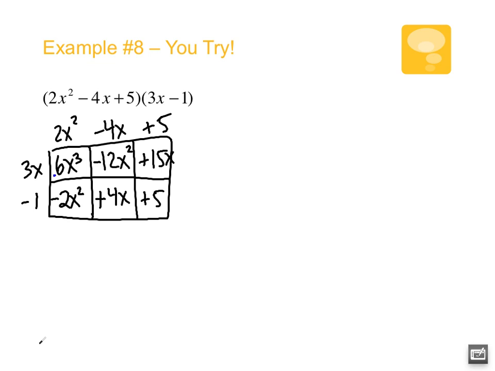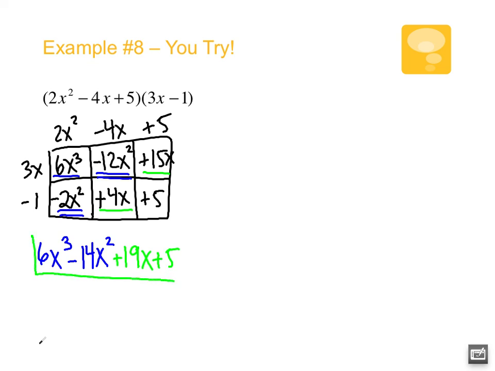Now I'm going to combine like terms. That's my only x to the third. I have negative 12x squared, negative 2x squared. That becomes negative 14x squared. Remember, the exponents stay the same. Then I have this 15x and this 4x, which become 19x. And then that 5 is the only constant term. So that should have been your final answer. If you used the arcs, you should have gotten this as your final answer as well.